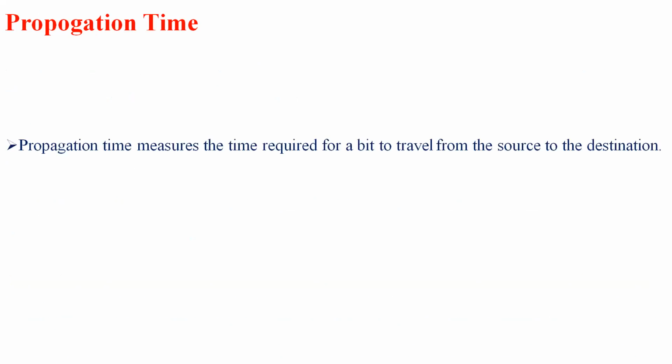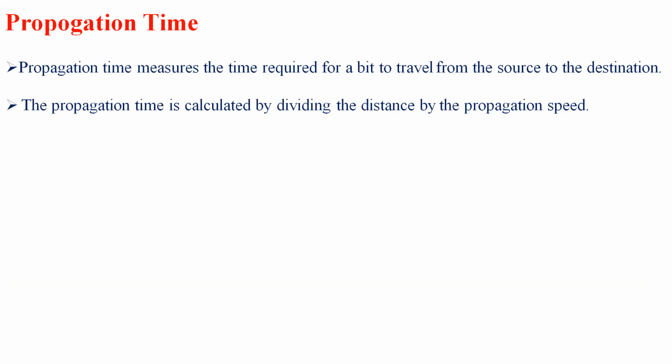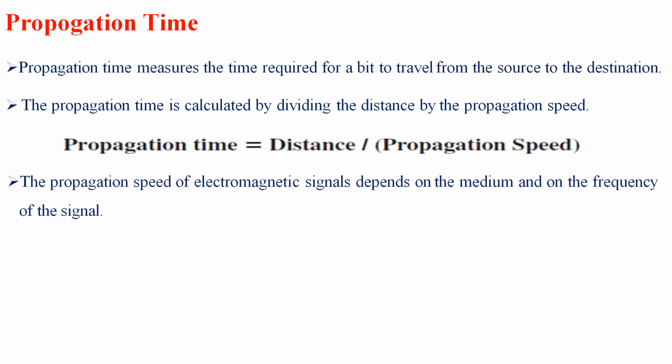Propagation time means the time required for a bit to travel from a source to a destination. It is calculated by dividing the distance by the propagation speed. Here the propagation speed of an electromagnetic signal depends on the media and the frequency of the signal.